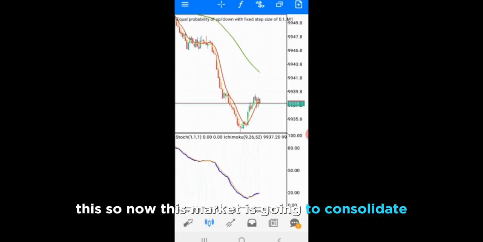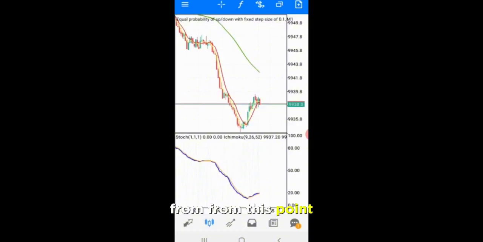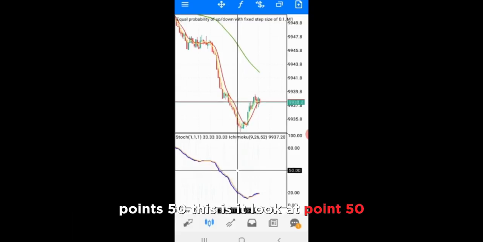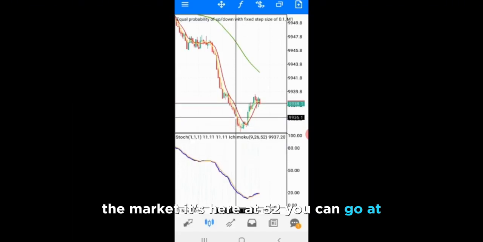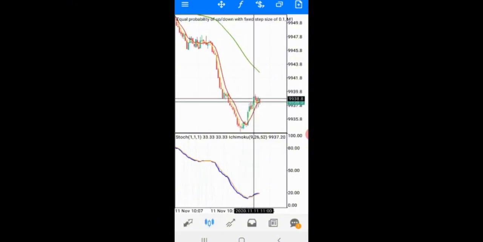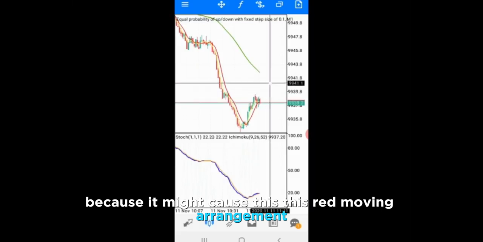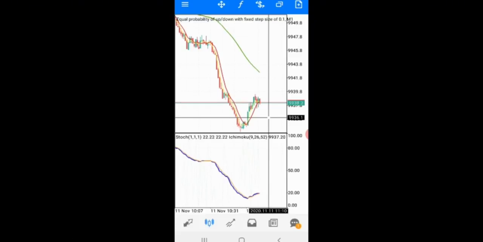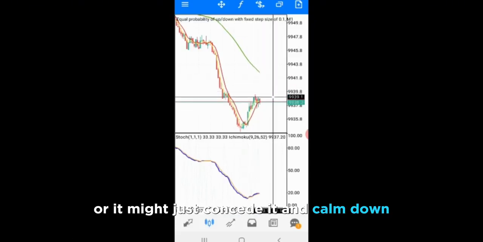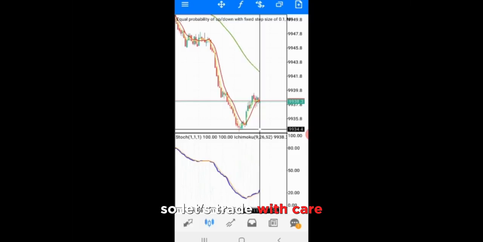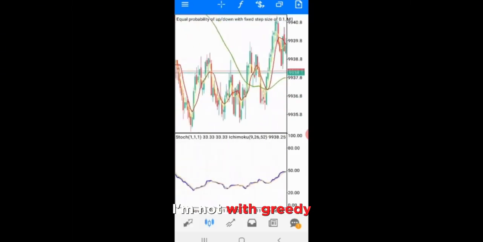This is it. So now this market is going to consolidate from this point. This is the 50, right? This point 50, yeah. Look at point 50. The market is here at 50. So you can go out, because this market is going to consolidate now. You don't know if it will reverse back, because it might cross this red moving average, might cross this green one, and then an uptrend will start, or it might just consolidate and come down continuously till it gets to the overbought level, the oversold level. So let's trade with care and not with greed.